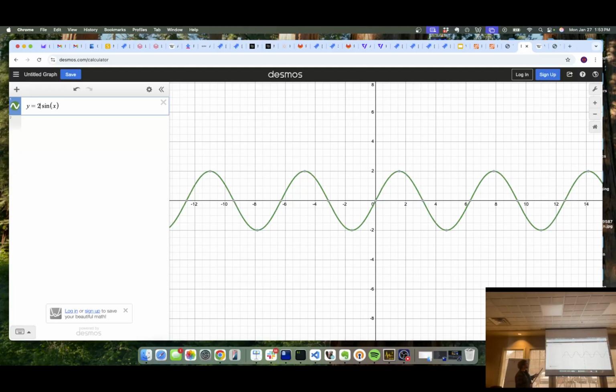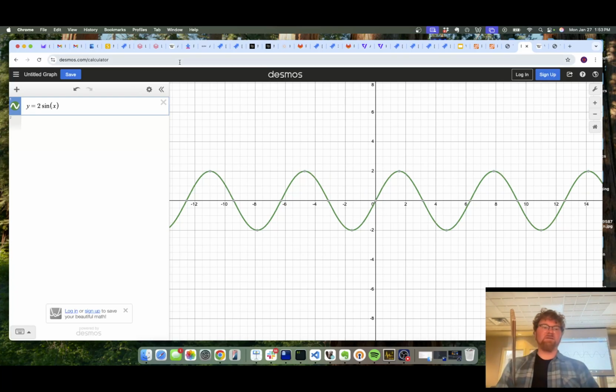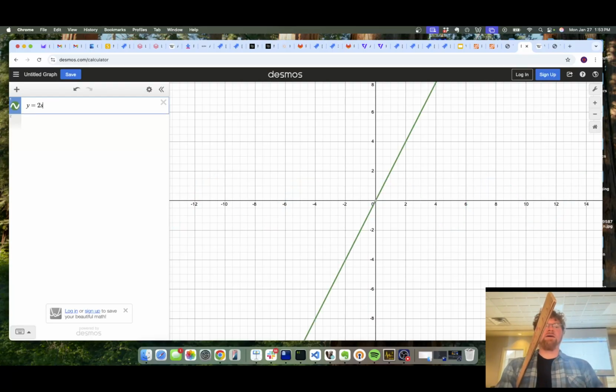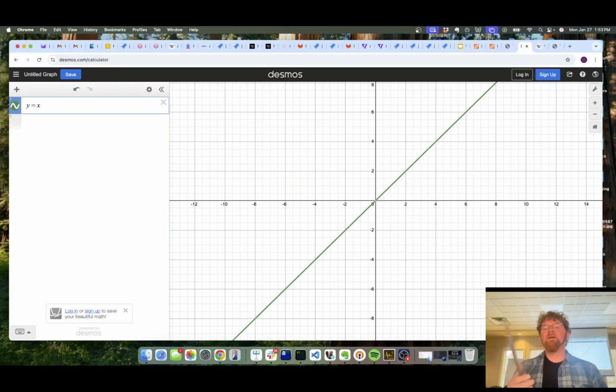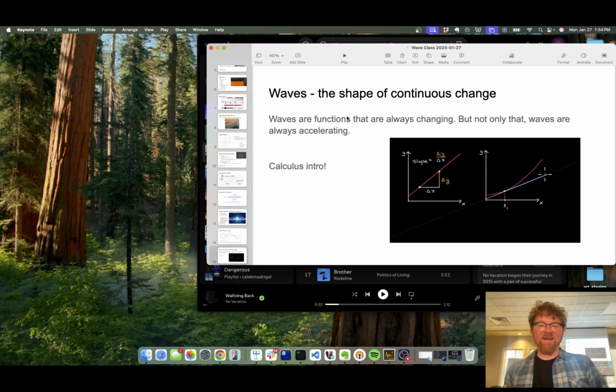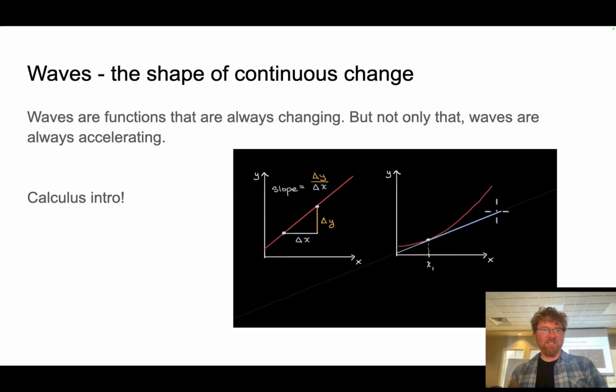One cool thing about waves: let's graph a function like this. The slope always stays the same. So the slope here would always be 1. But with sine waves, the slope itself is always changing, and it's actually changing like a sine wave. That's as far as we're going to go with that. I don't want to try to get any further into that, I don't think.